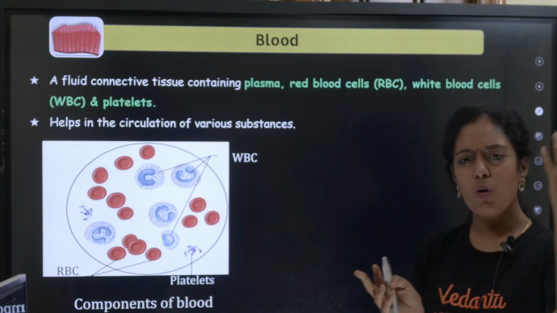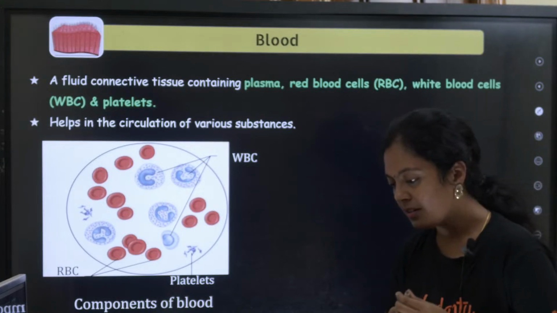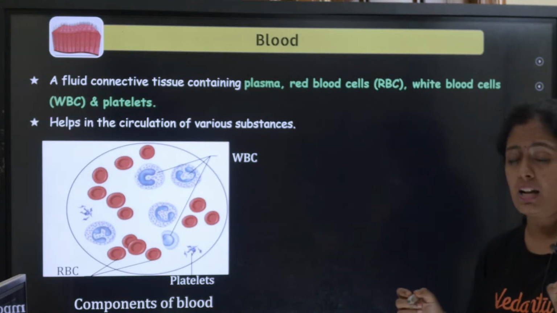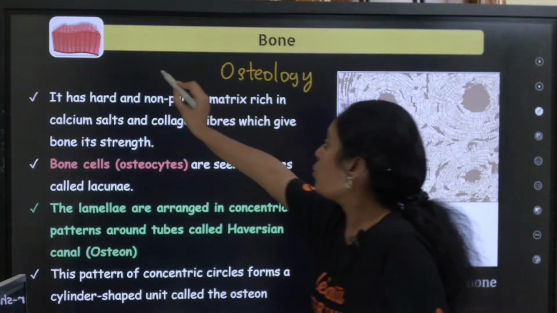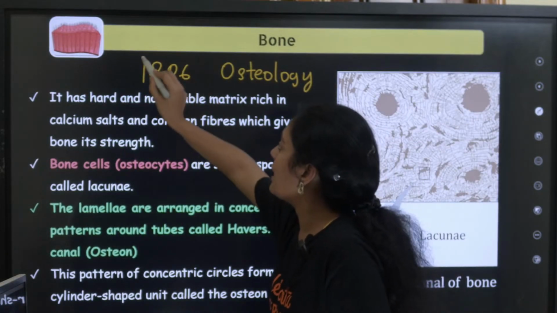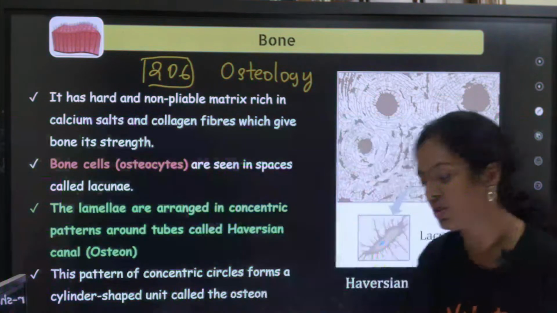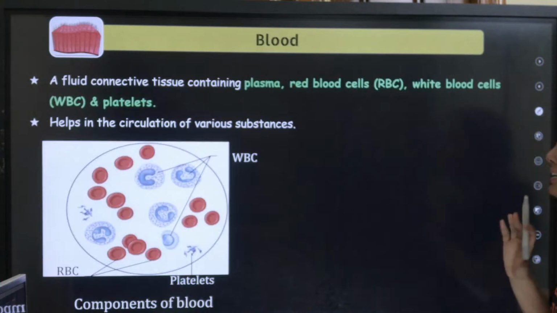How many bones are there? Locomotion and movement, you must have studied. We have 206 bones. So how many bones are there in the human body? 206 bones. When I do locomotion and movement, I will teach you. Okay, now let's go into blood.